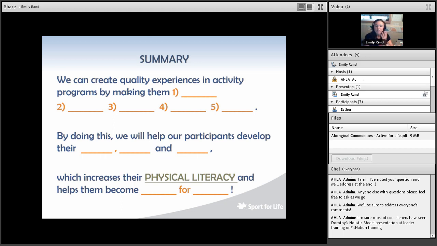So thinking about those 5 principles of how we can create quality experiences. By doing that, we help develop our participants' skills, their motivation and enjoyment, and their confidence, which ultimately helps them become active for life in whatever form they may choose, whether that's going for walks daily with family and friends, gardening, going hunting or fishing, or playing sport, maybe at a recreational level or a high level. But by focusing on these different things and as program leaders, making sure our programs are meeting those 5 principles, then we really can help our participants become active for life.